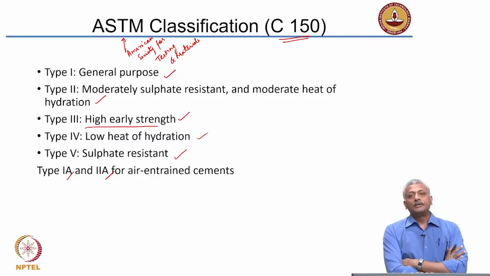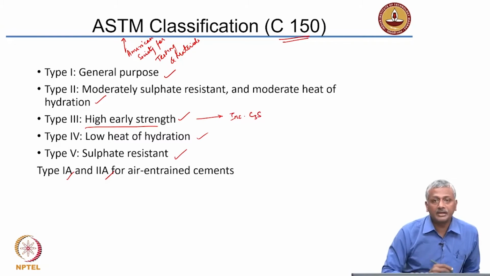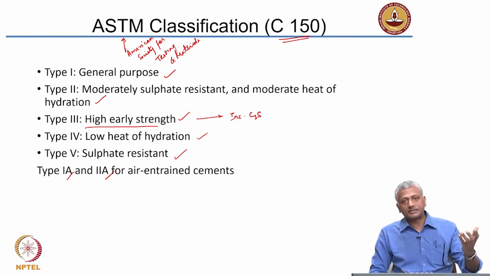Okay. So what are the ways in which you can increase the early strength of the cement? We already talked about two possible ways. One is increasing the C3S content, right? As I told you, C3S is responsible for early strength. The more the C3S, the greater will be the early strength.